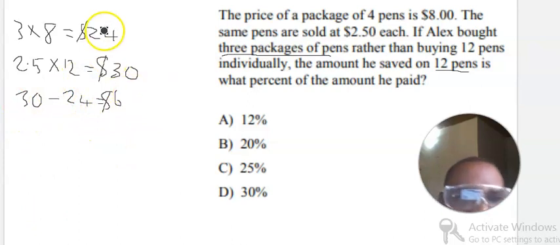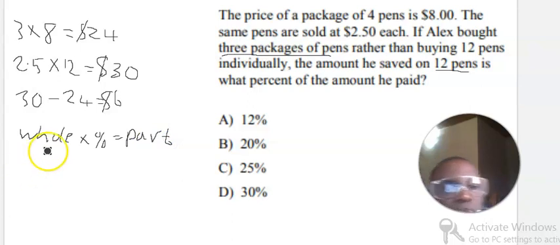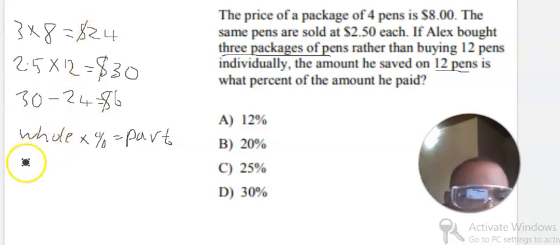So what percent is this? Now we're going to recall the formula we used in one of our videos on percentage, and for the purpose of mastering, I'm going to recall it again: whole times percentage over 100 equals part. Please remember this little formula. What's the whole here? The whole is the $24 that he paid.